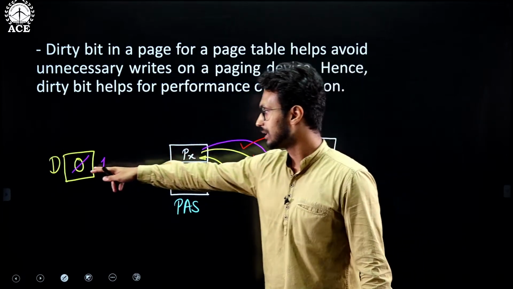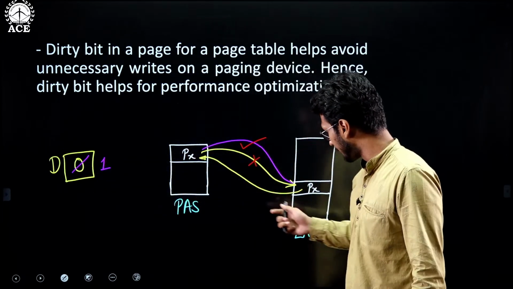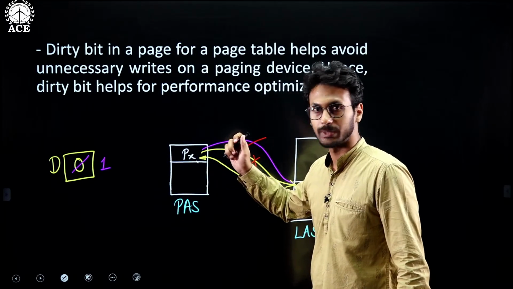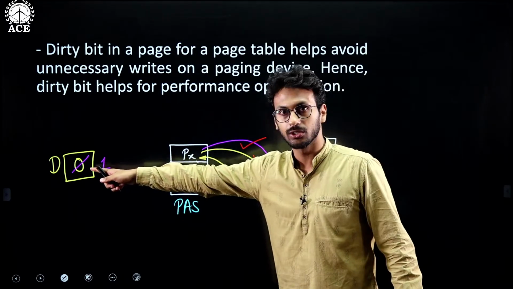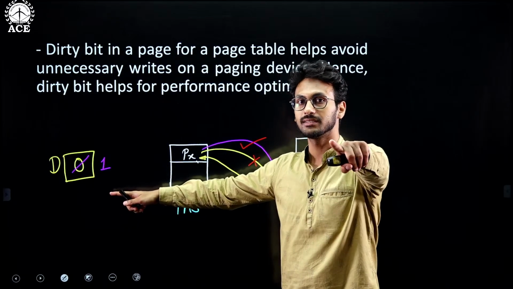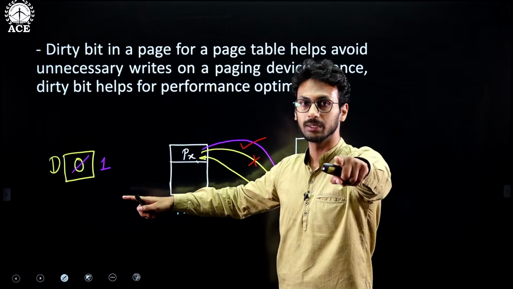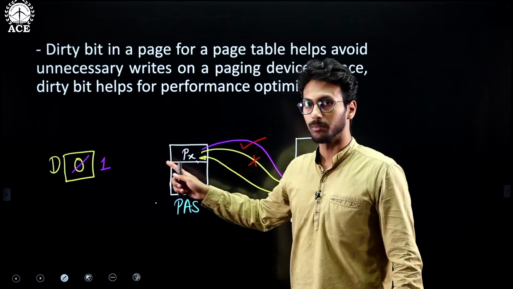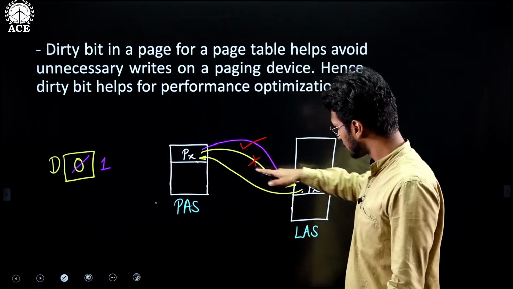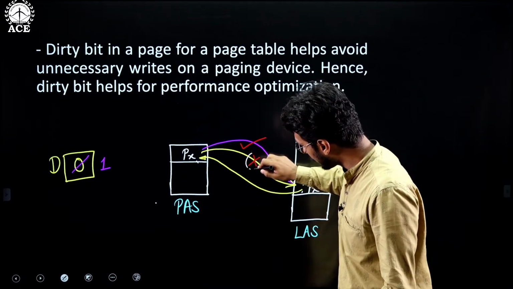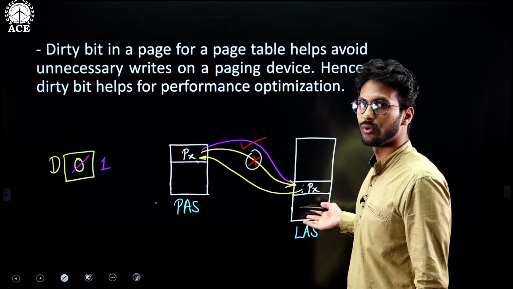If the dirty bit is 0, just have a look at that yellow color. From here we brought that page from logical address space to physical address space. If the dirty bit is 0, that page is not modified. I told you, dirty bit 0 means not modified, dirty bit 1 means modified. If it is not modified, you need not overwrite this one. So here I drew a line, but I mentioned a cross here. Are you able to see it? Cross means no need to overwrite it.